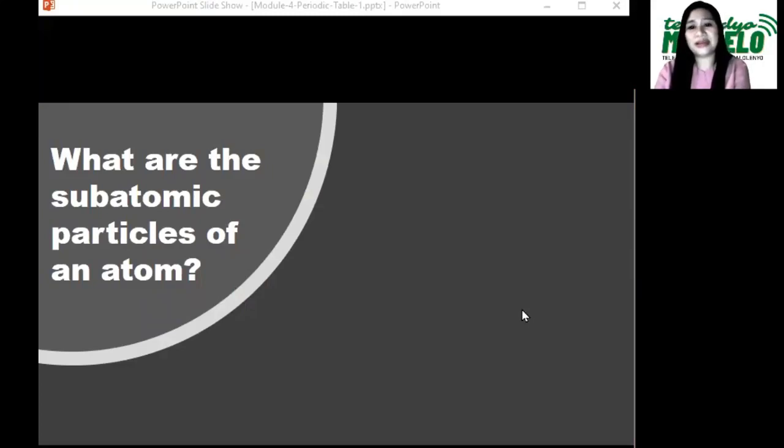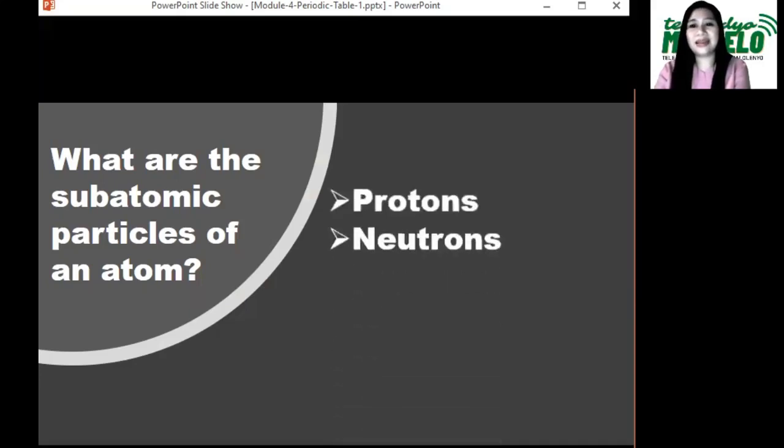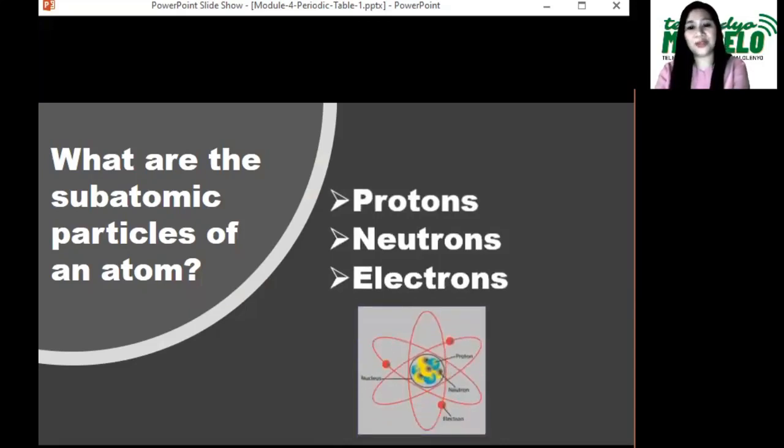Very good. The subatomic particles of an atom are protons, neutrons, and electrons. Protons are positively charged particles. Neutrons are neutral, while electrons are negatively charged.